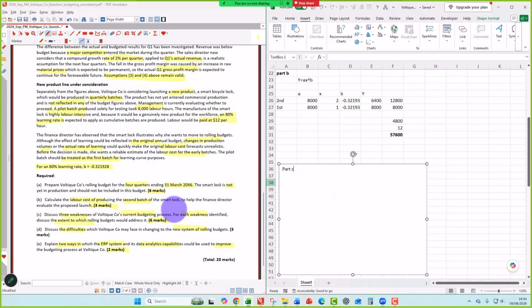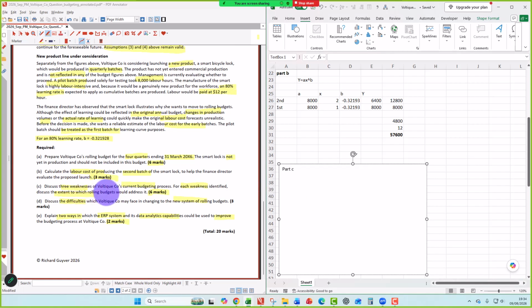Okay. So next is part C, so 3 weaknesses, and for each weakness, the extent that rolling budgets would address it. Now, I have written some of these out before, so you're not going to have to sit and watch me type. So bear with me a second while I get my answers, and I will share this after the session so you can see these.